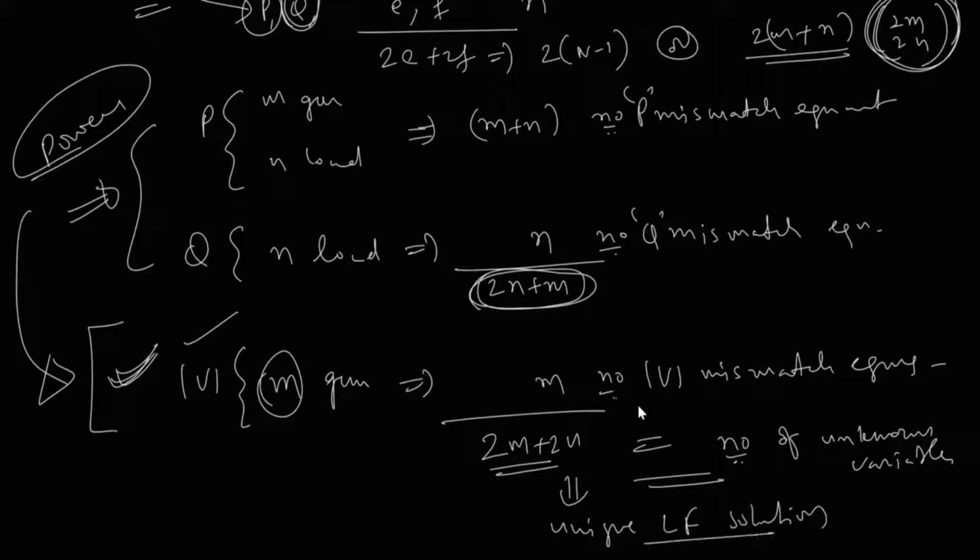So this is a small background about Newton-Raphson in rectangular form. Now we are going to write the mismatch equations: P at m and n buses, Q at n load buses, and V magnitude mismatch at m generator buses. Right.